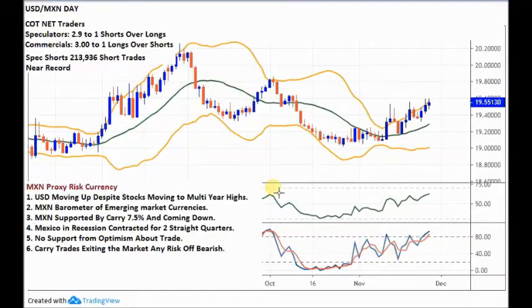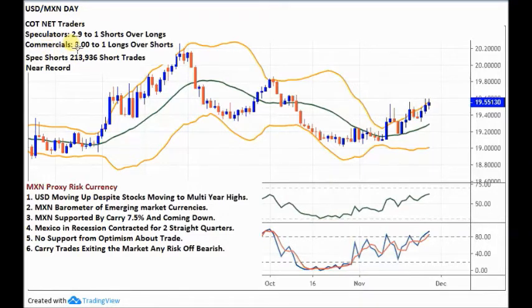Right, USD MXN daily chart, and just in terms of before we do the price action, just want to go through a few points. First of all, COT net traders positions, our favorite sentiment tool in Forex trading. If you're unfamiliar with it, it tells you what two key groups have got as actual positions in the market: speculators and smart money, who are the commercial hedgers.